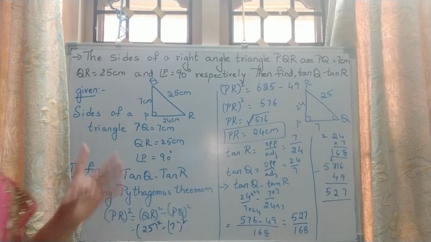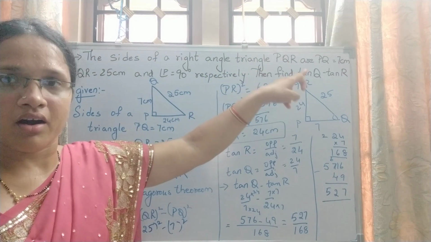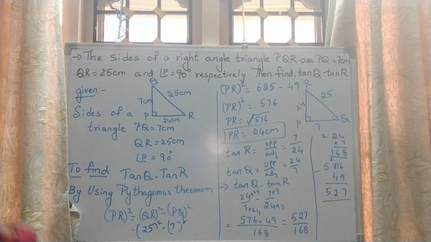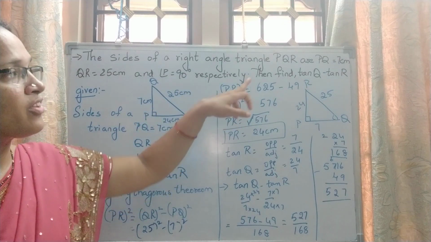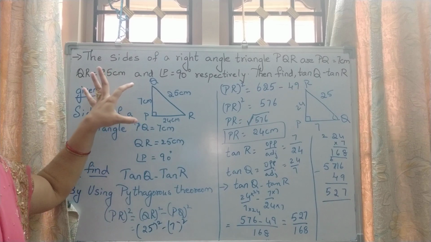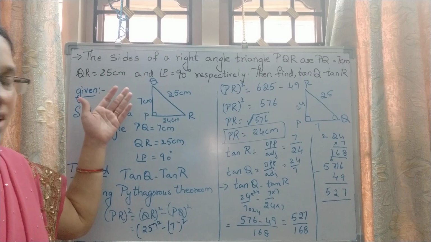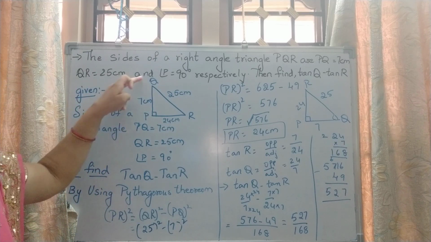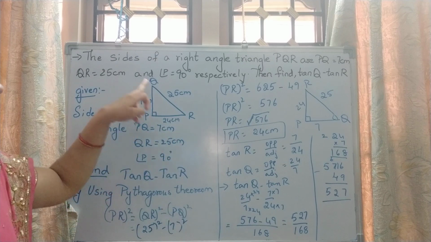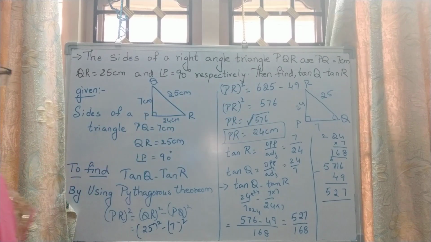Once again, let us recall the sum. The sides of a right angle triangle PQR are PQ is equals to 7 centimeters, QR is equals to 25 centimeters and angle P is equals to 90 degrees respectively. Find tan Q minus tan R. First draw the triangle. Okay, write the given so that you can understand where to substitute. That means the values of what are given and how we have to represent the vertices. So they'll tell you the vertices so that you can write the remaining. And after that, what we have to find, children? Tan Q minus tan R.